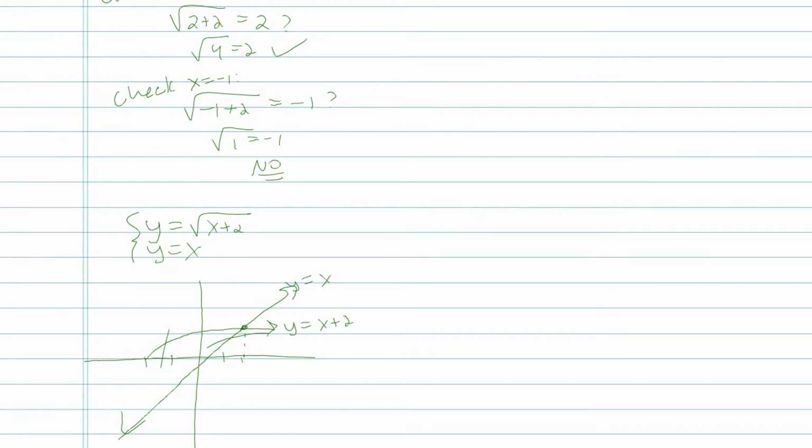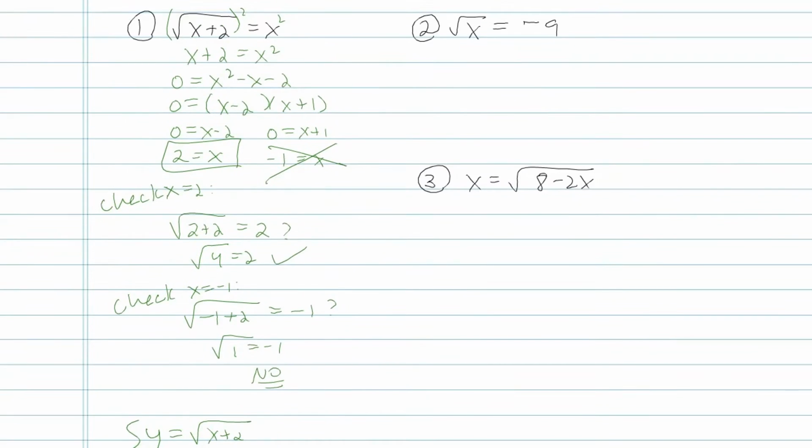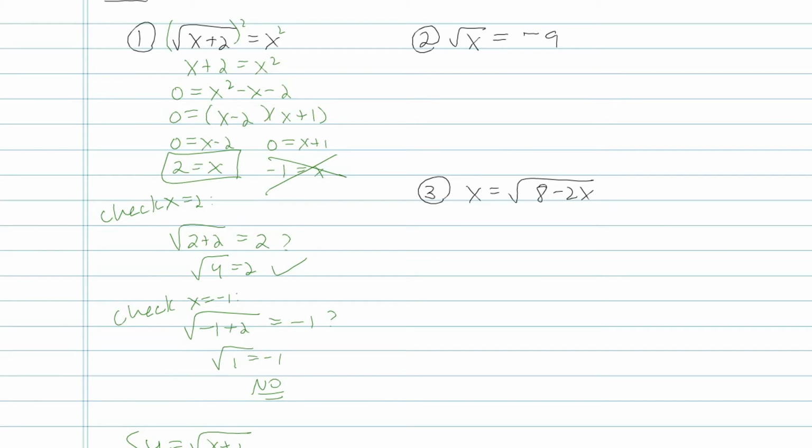Let's try another one. Number 2. Square root of x equals negative 9. Now, right off the bat, some people can say, that's impossible. I can't square root a number and get a negative answer. But let's just say you were half asleep when you were doing your math homework and you tried to square both sides. So you have x is equal to 81.